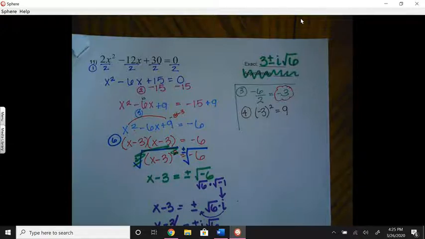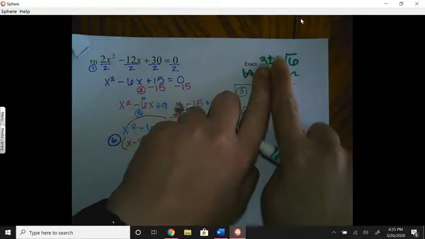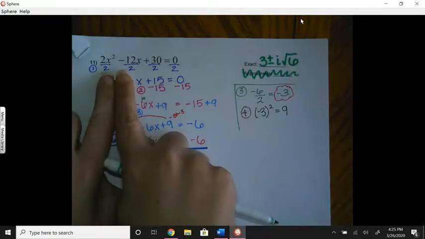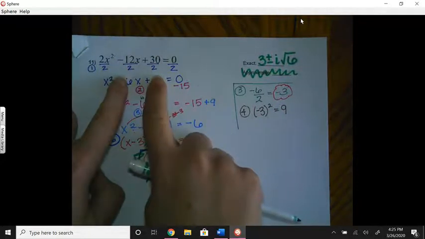Okay. Since we have a radical in our answer and an imaginary number, that is our clue here that this could not have been factored. If you had tried to factor this, you couldn't.